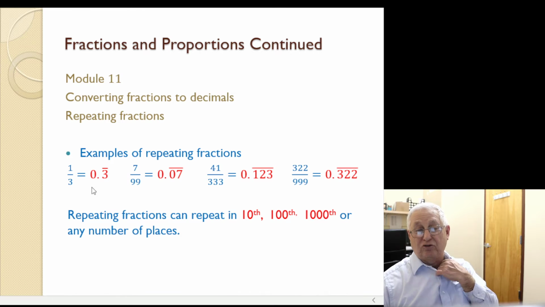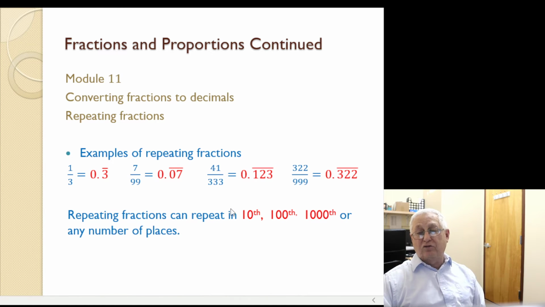Examples of repeating fractions: 1 divided by 3 equals point bar 3. The 3 goes on forever. 7/99 equals 0.07 with a bar over the 07. So it's going to go 0.07, 07, 07, on and on forever. 41/333 is going to equal 0.1 bar 123, 123, 123. 32/99 is going to give us 0.32 bar 32, goes on forever.